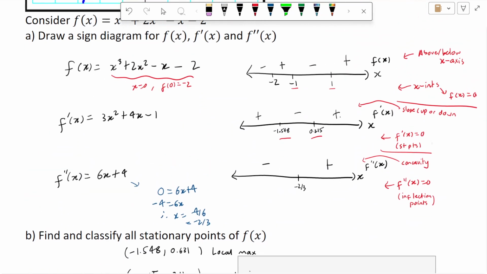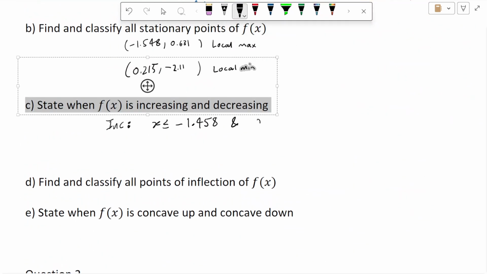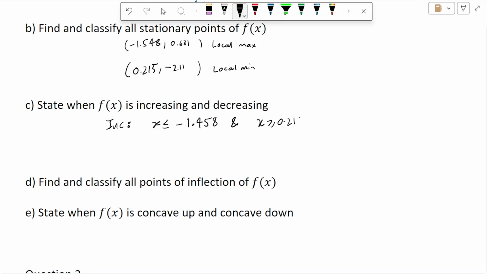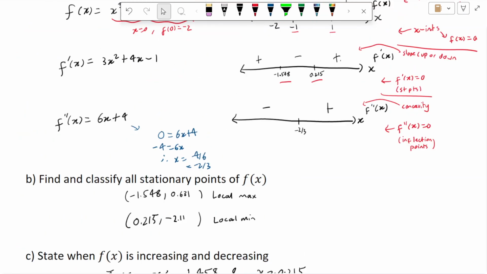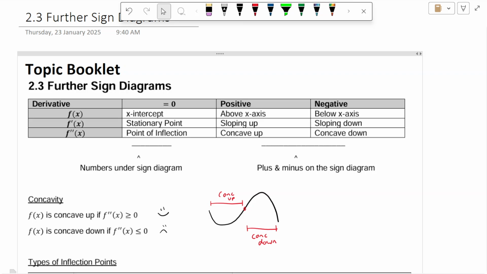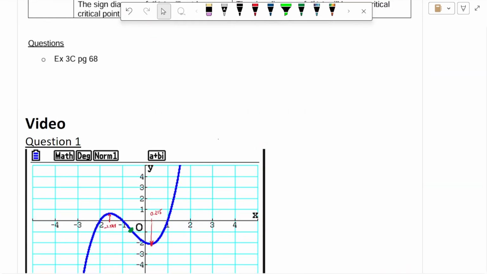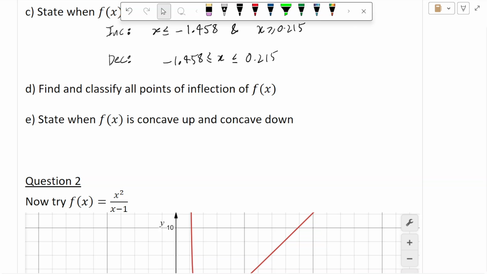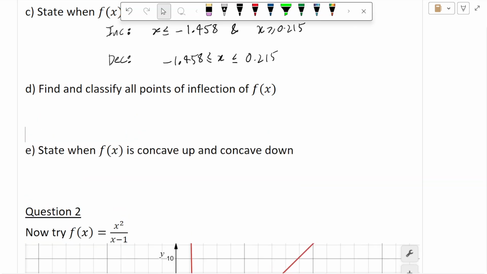And it's also increasing after 0.215. It is decreasing for x in between those two numbers. So that was using the middle sign diagram. So this one here, because sloping up is another word for increasing. All right, wonderful. Find and classify all points of inflection.